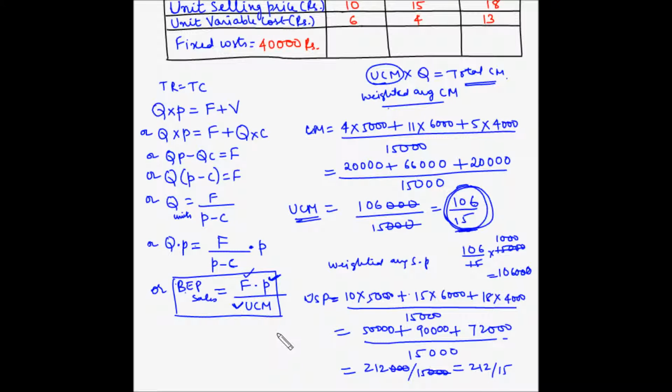So now we have to substitute these values in this formula to find out the break-even point in terms of sales. So this is equal to F, which is 40,000, multiplied by P, which is the unit selling price, which is 212 divided by 15. So 212 divided by 15, and this whole divided by the unit contribution margin, which is 106 divided by 15.